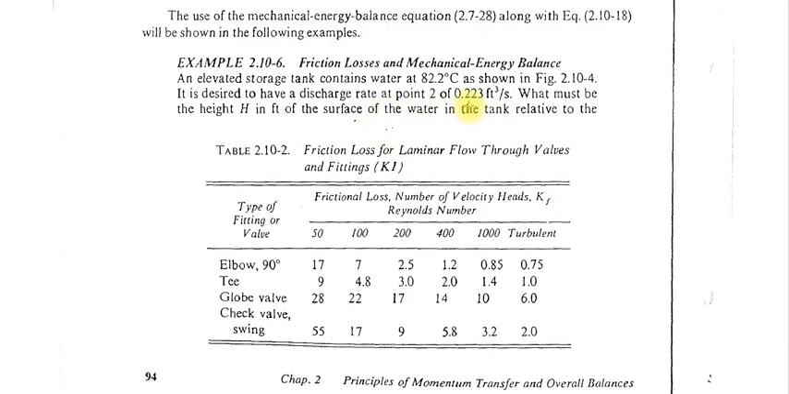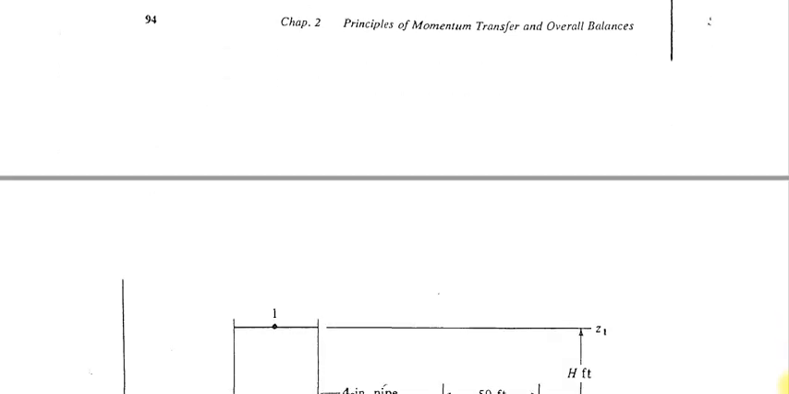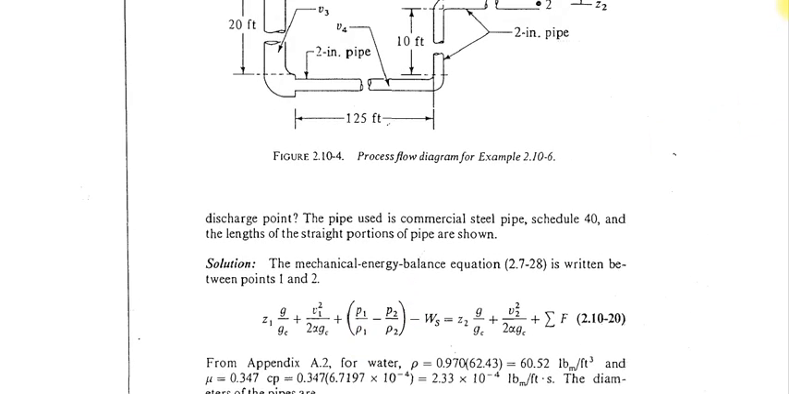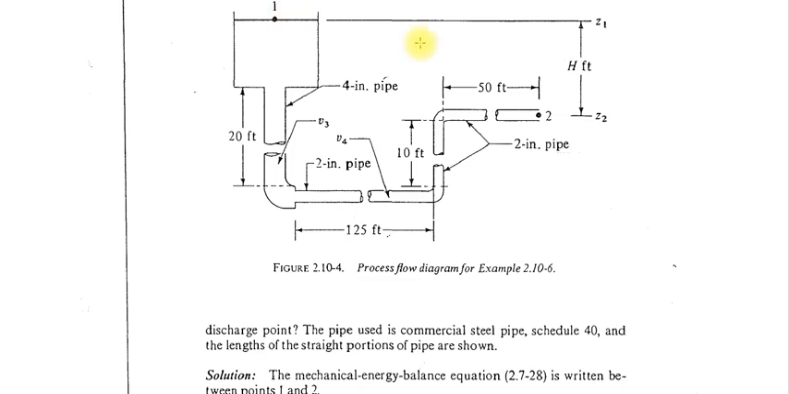The amount of fluid flowing is given here, that is 0.223 feet cube per second, and the different K values of Kf are given for the different Reynolds numbers in this table. So how to solve this problem? This is the equation which we have to use between 2 points. If you take this as point 1 and this as point 2, you have to calculate this side only, Z1 to Z2.